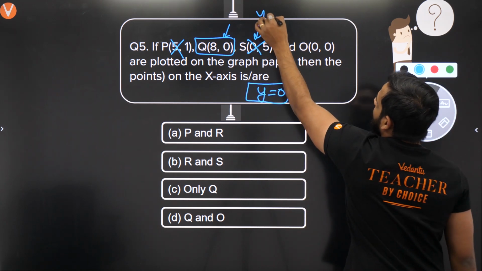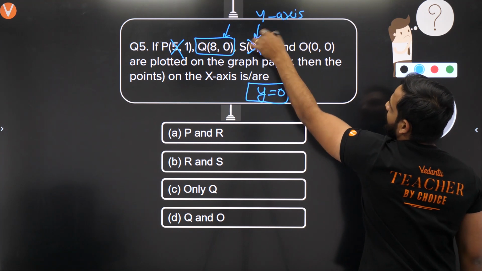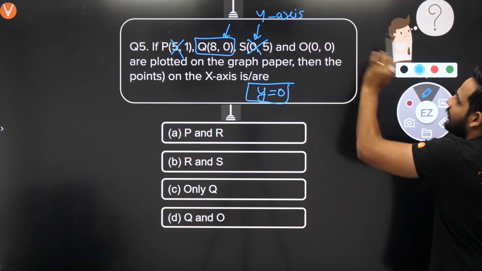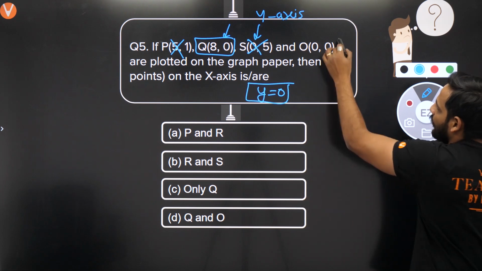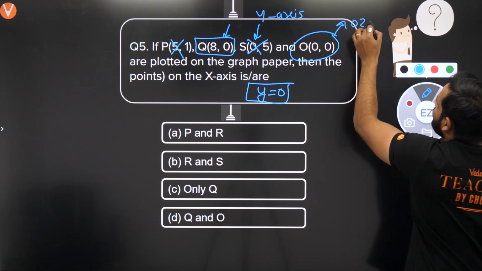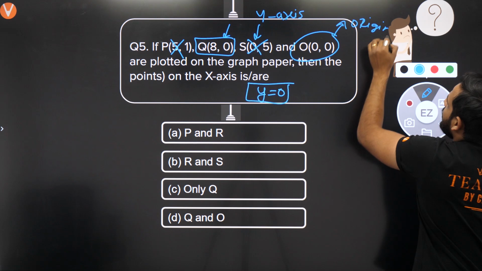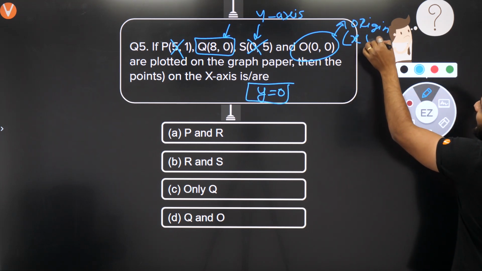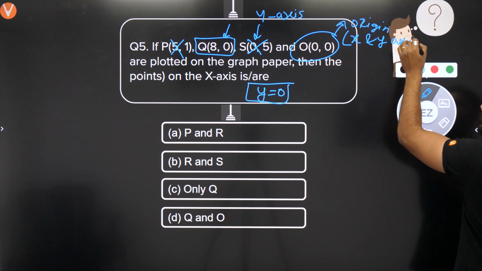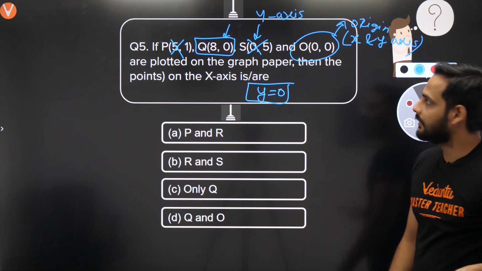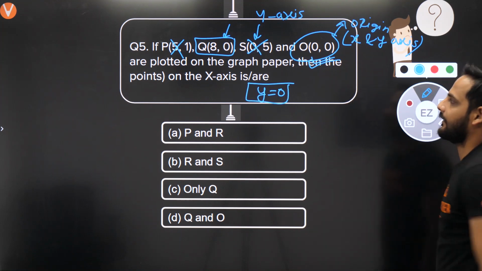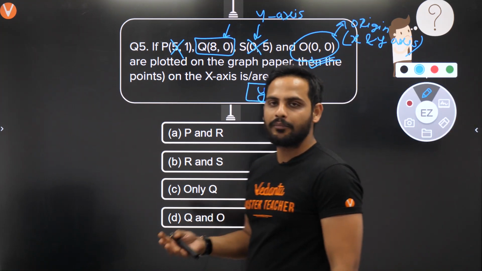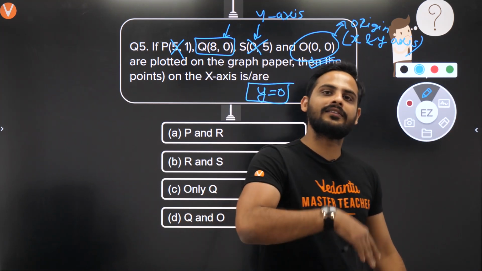S will be on y-axis because x coordinate is 0. And O is (0, 0). So beta, O is nothing but origin. And origin is the only point which is on x and y, both the axes, because it is the intersection point of both. So O will also be considered correct. Origin is the only point which is on x-axis as well as y-axis.